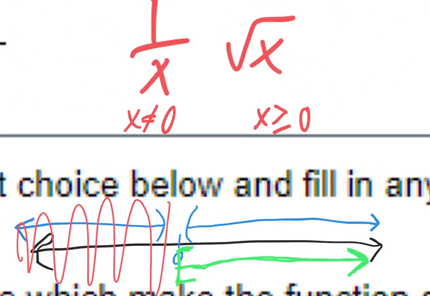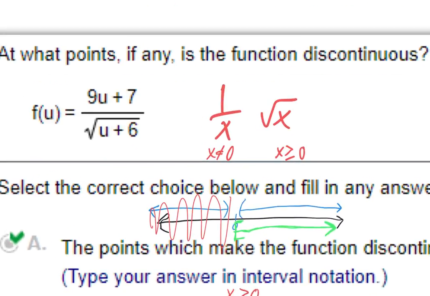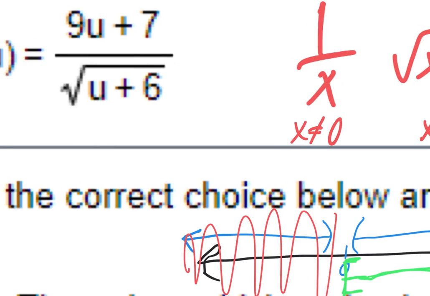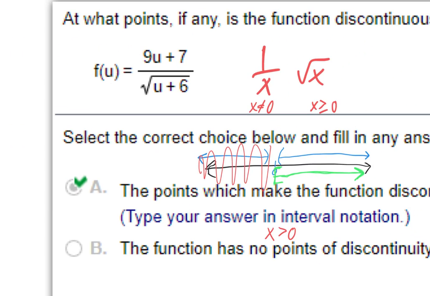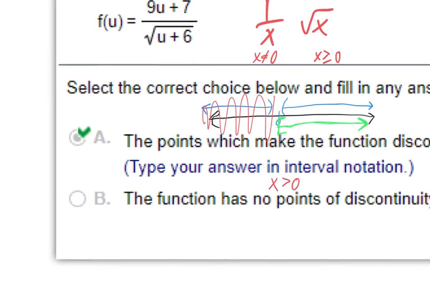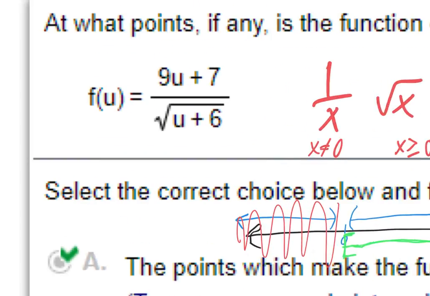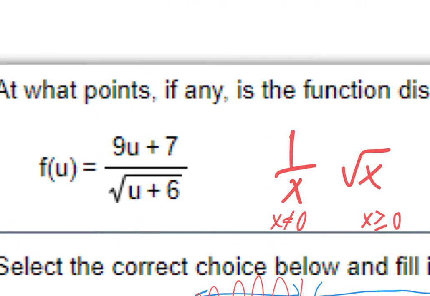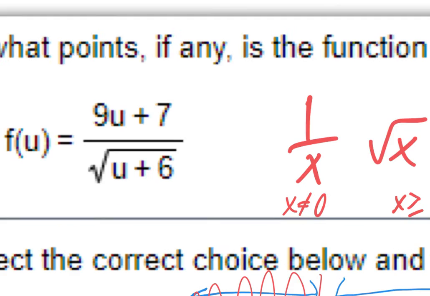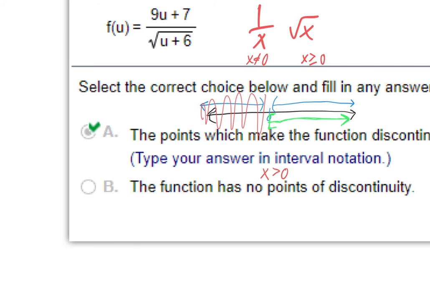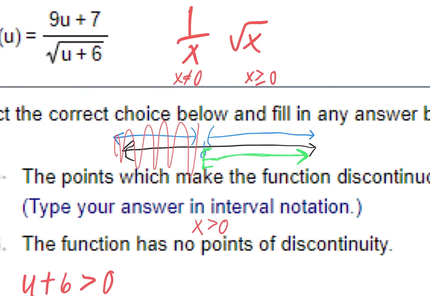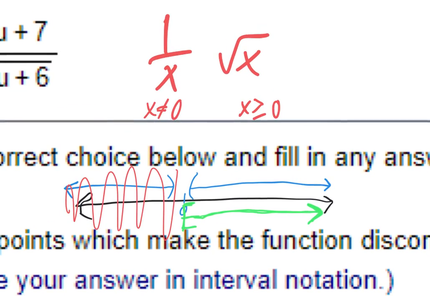So the inside of this root right here is what we're worried about. And I keep on saying x's, but really it's the u plus 6. Okay? Am I worried about the 9u plus 7? No, because that was not in the square root and that was not in the denominator. I'm not worried about that. So u plus 6 greater than 0. And honestly, I did a whole lot of talking right here, didn't I? A whole lot of talking.